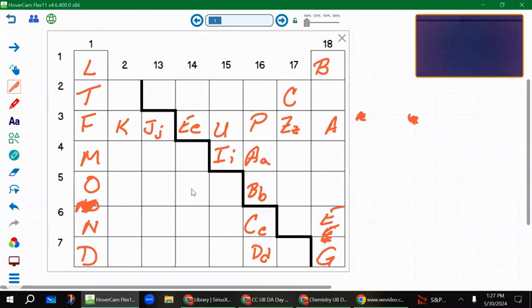FF, GG, HH, arranged in increasing ionization energies, are all 4th period metals. 3 4th period metals left. What happens to ionization energy as you go across? It increases. So therefore, FF, GG, HH are in order of increasing ionization energies.